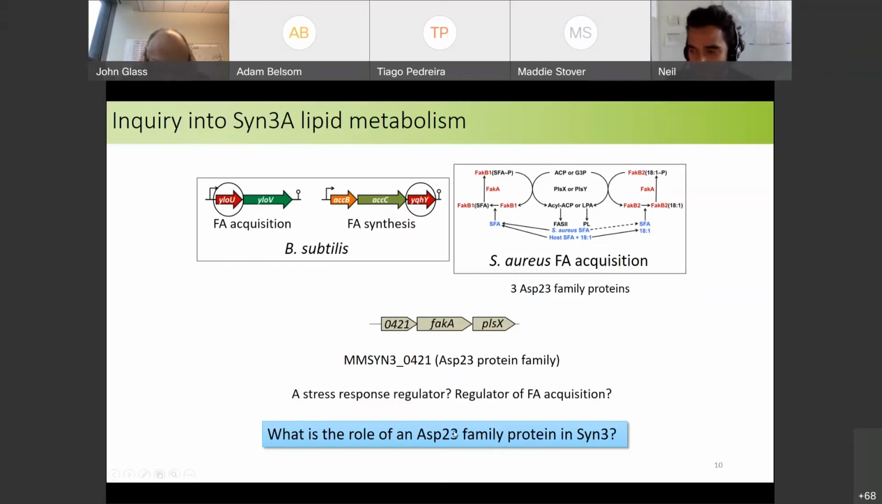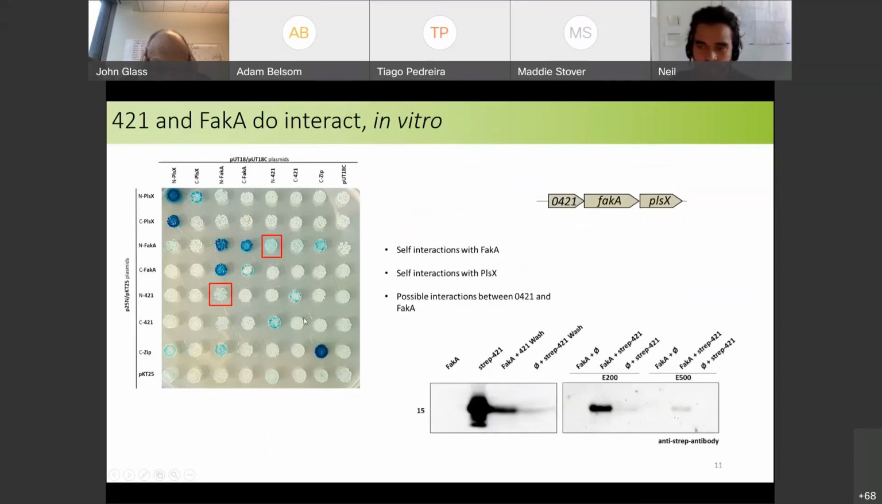And to begin characterizing this protein, we set about doing experiments like bacterial two-hybrid experiments, which showed slight interactions between 421 and FacA, which we further confirmed using in vitro pull-down assays. And we could demonstrate that FacA and 0421 do in fact interact with each other in vitro. And we therefore think we have further solid ground, further evidence to go about exploring whether 421 can in fact regulate lipid acquisition in the synthetic organism, in Synth3A. And that's it for now.